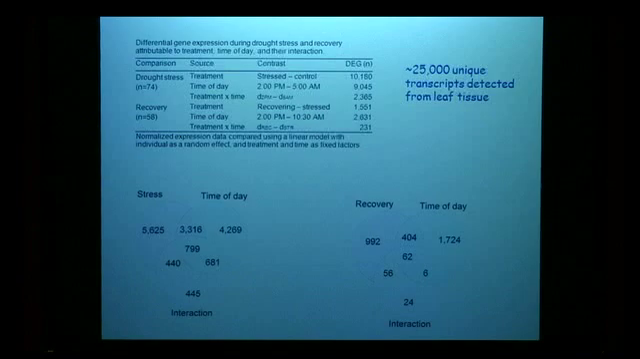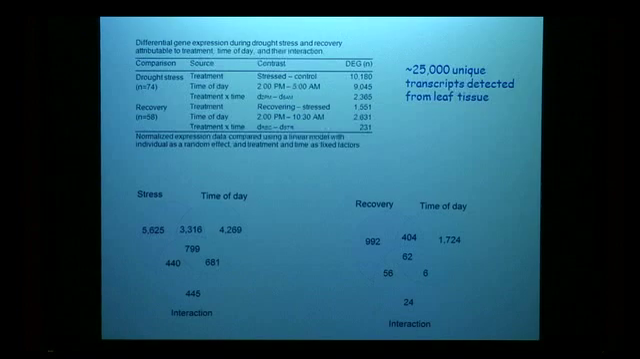In this case, we analyze the data using a mixed model analysis that deals with the repeated structure of the design. And then we can make contrasts for the particular questions of interest. So in these samples, we find about 25,000 unique transcripts or unique tags in leaf tissue, which is comparable to what exists on most microarrays that you would see currently being produced.